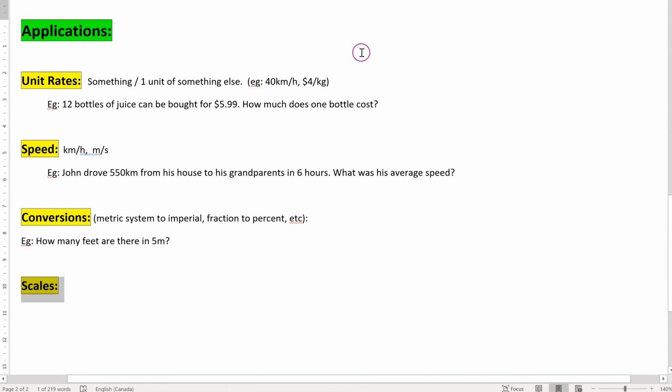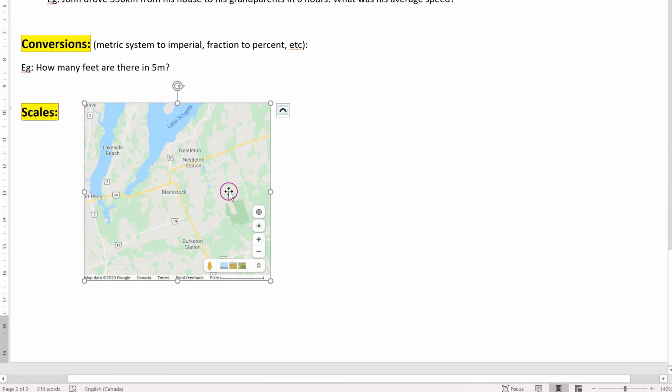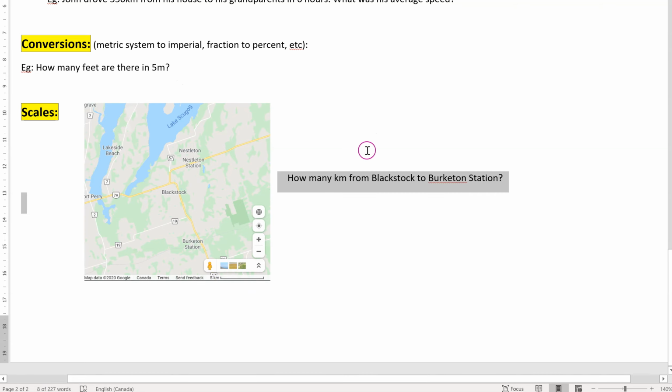Another application would be scales. This is probably the last one because there are too many to mention here. For example, you have a chart. I took this from Google. And if you're looking here, it says that 5 kilometers represent that distance. Let's say, how many kilometers from Blackstock to Birketon station?